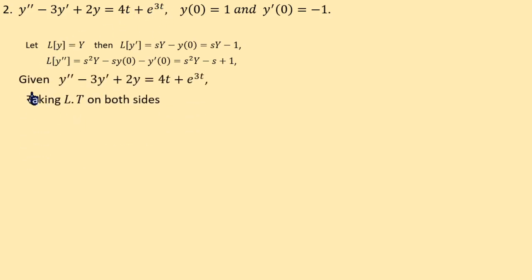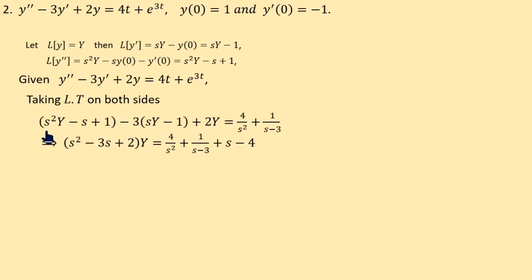Now, substitute that. So, this is the given differential equation, taking Laplace transform both sides, we will get y double dash Laplace transform, we already simplified here, s square Y minus s plus 1, minus 3 into y dash Laplace transform, that is sY minus 1, plus 2 into Laplace transform of small y is capital Y, equal to Laplace transform of 4 into Laplace transform of t is 1 by s square. So, 4 by s square plus 1 by s minus 3.